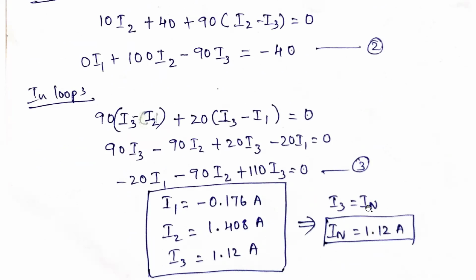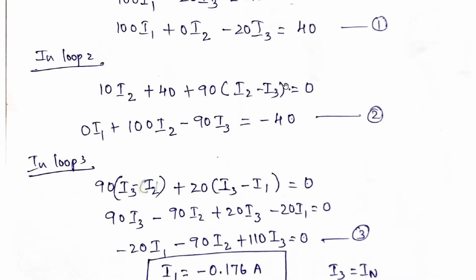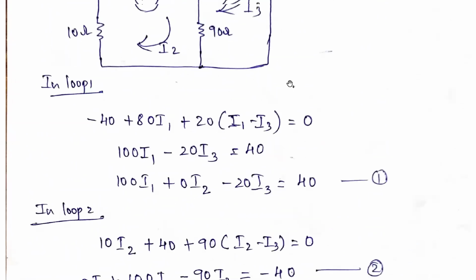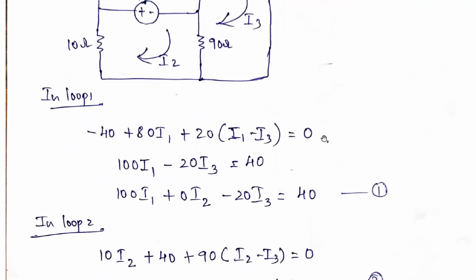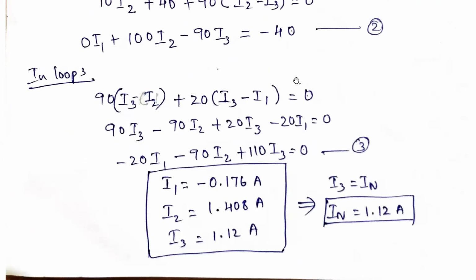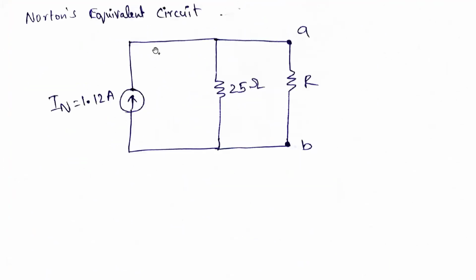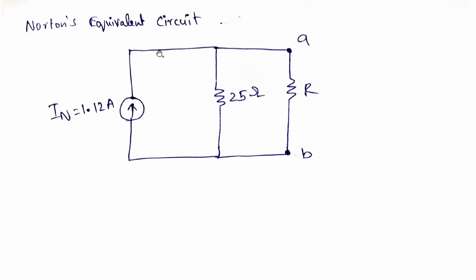So now we need to find out IN. In this particular circuit, IN is nothing but I3, because for IN we need to calculate the short circuit current. This current is flowing in this particular part. So this I3 is nothing but IN. So I3, what we calculated, is the IN. So I3 is equal to IN, that is equal to 1.12. So IN is 1.12 amperes.